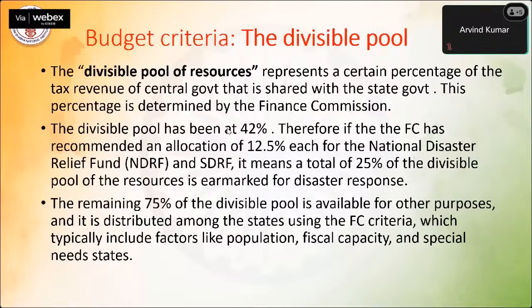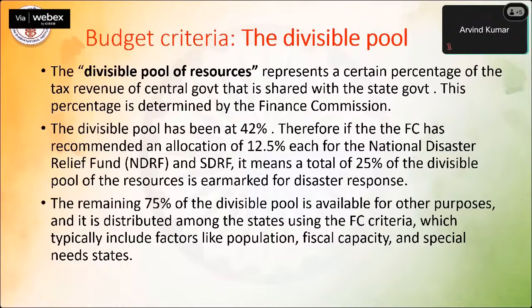The divisible pool has been set at 42%. Therefore, the Finance Commission has recommended an allocation of 12.5% each for the National Disaster Relief Fund, NDRF, and the State Disaster Relief Fund, SDRF. It means that a total of 25% of the divisible pool of resources is earmarked for disaster response.